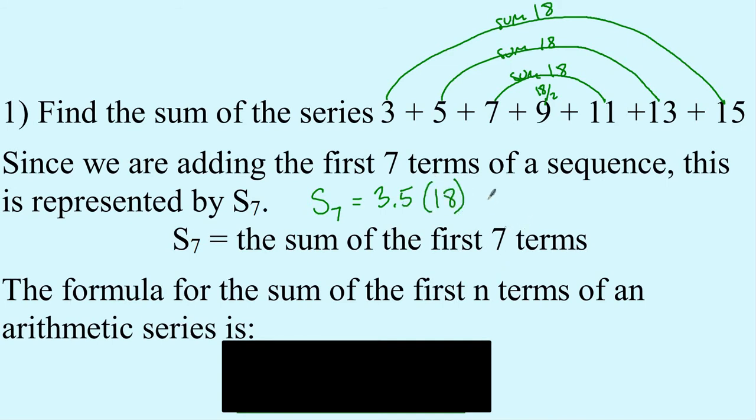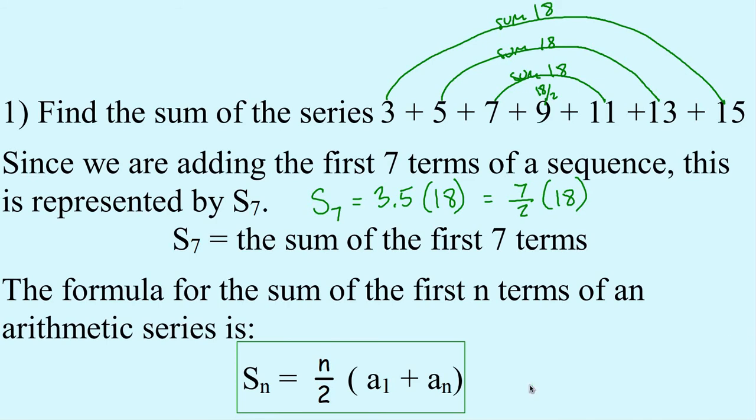All right, well, what's another way of writing that? 3.5 is just 7 divided by 2. Okay, so notice what we have here. 7 is how many terms there are. 18 is the sum of the first and the last. So our formula is just this. So the sum of the first n terms, so 7 terms, 5 terms, 100 terms, you do n over 2 times the first term plus the last term.